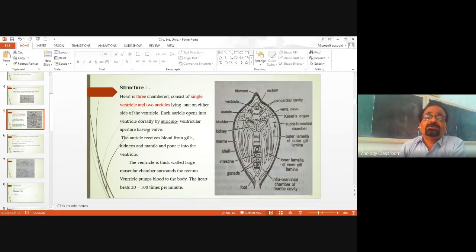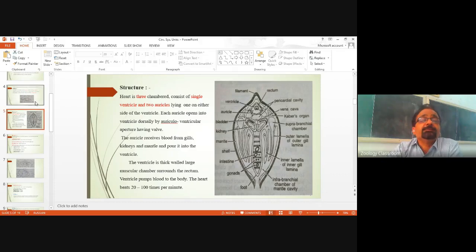Now the auricle receives blood. During the course of circulation, you will come to know how the auricle receives blood from the gills, kidneys, and the mantle, and pours it into the ventricle. So the auricle, in other words, you can say, is a receiving chamber. The ventricle is a thick-walled, large muscular chamber.